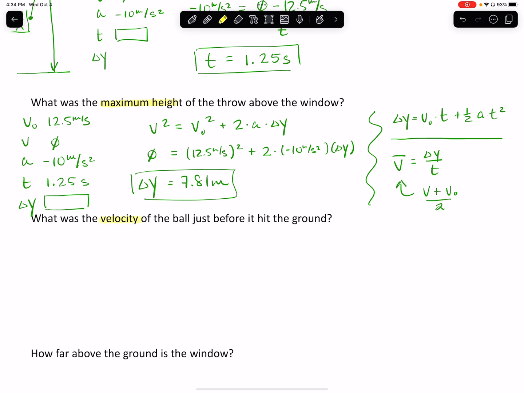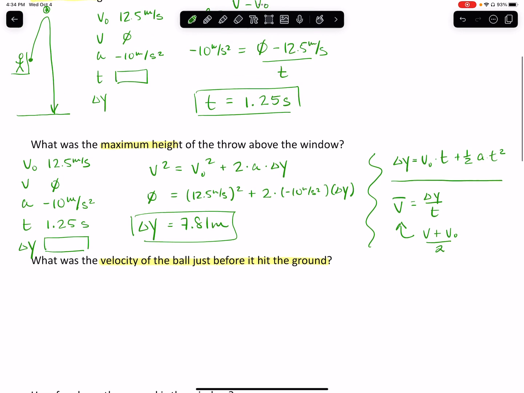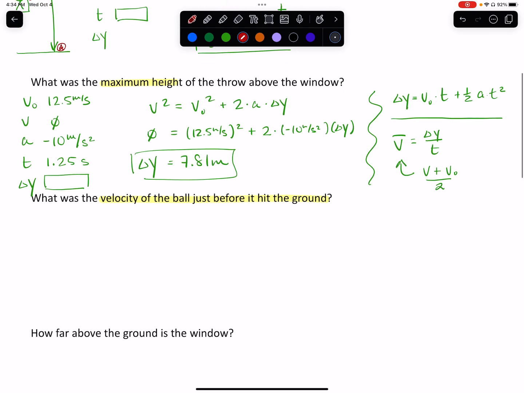What was the velocity of the ball just before it hits the ground? If we go back up to our picture, I'll change my pen color. We want to know what the velocity value is right here where I put the red star. The ball's going to start at the initial position and go up and down. So let's see what variables we have to work with here.